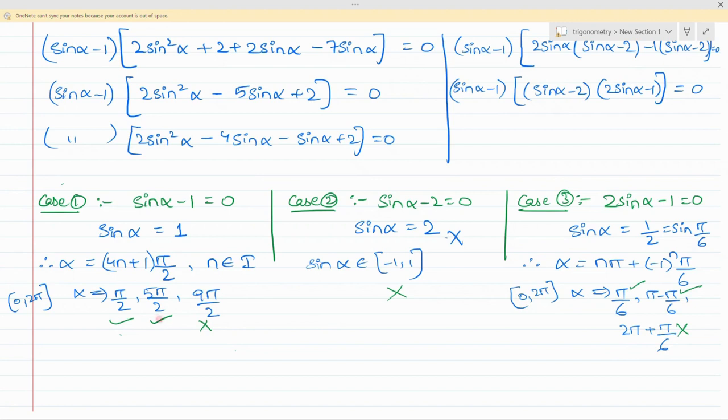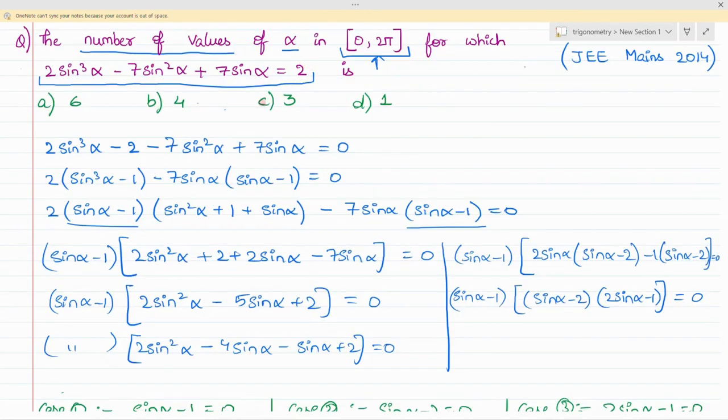This is a small change over here. 5 pi by 2 does not exist in the range, it exceeds the range. So the number of solutions will be 3. That is pi by 2 and here pi by 6 and 5 pi by 6. So the required answer to this question is option number C.